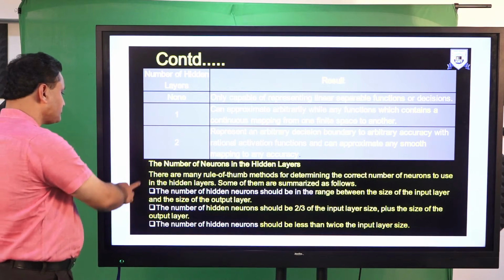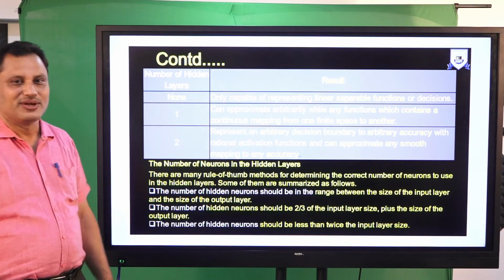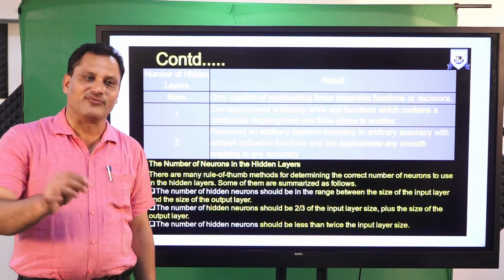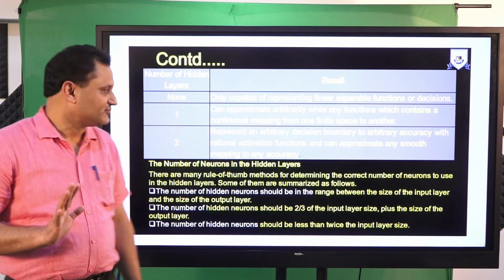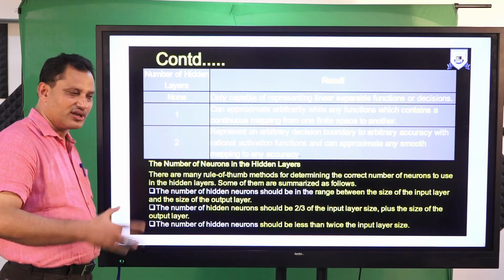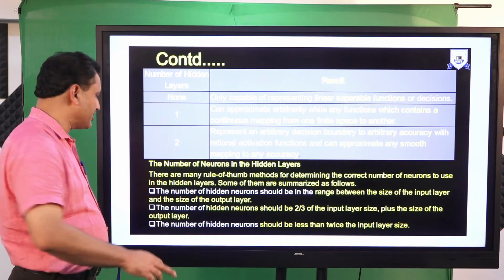Alright? In a nutshell, we can say that nobody can exactly predict the number of layers, or the number of neurons in a particular layer. That's a debatable question. But by getting experience while designing neural networks, you can have some better idea.